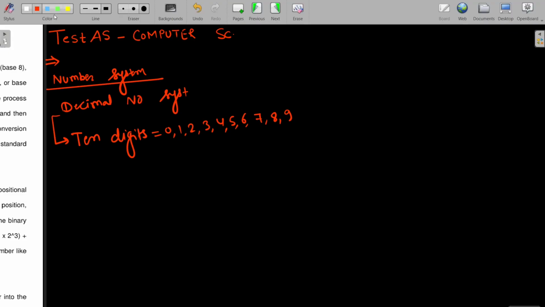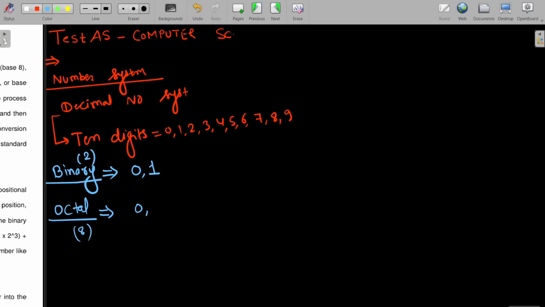Similarly, we have other number systems also. For example, the binary number system, which our computer understands mostly. In this, we have only two digits, that is 0 and 1. Then we may have an octal number system in which total 8 digits are possible. In binary, total 2 digits are possible. In octal, total 8 digits are possible, and those are 0, 1, 2, 3, 4, 5, 6, and 7. You may count, these are 8.